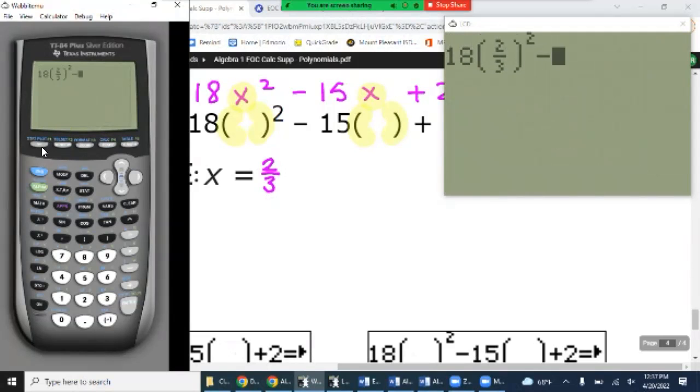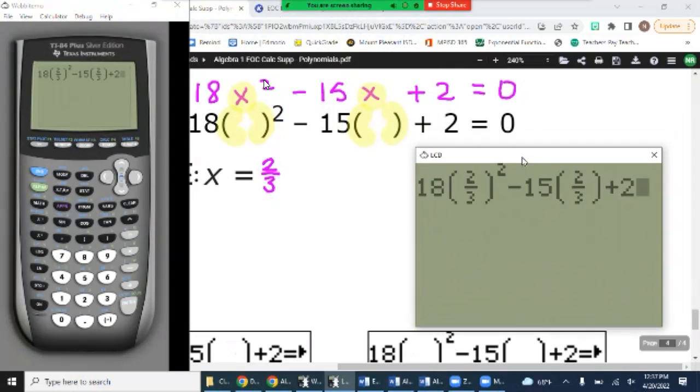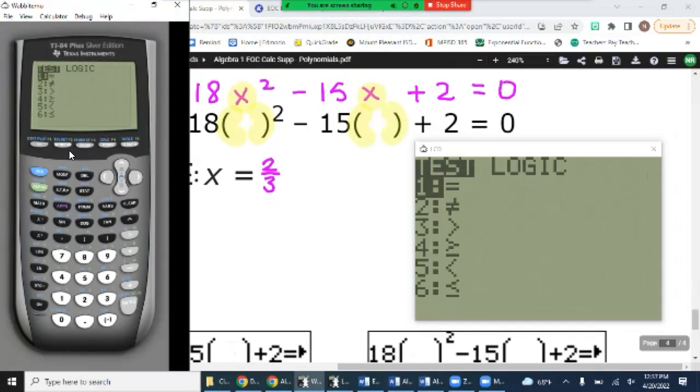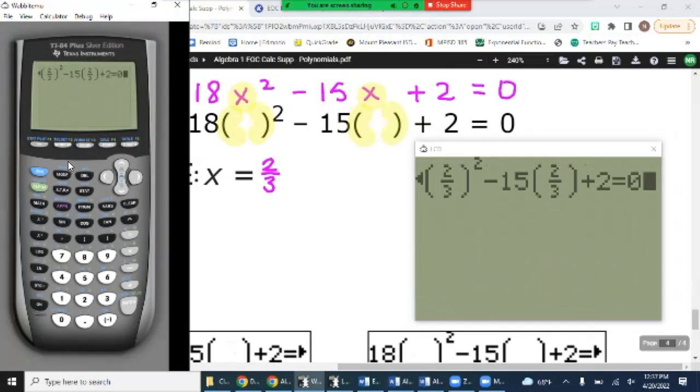Squared on the outside, minus 15. Parentheses, alpha y equals, put your 2/3 in. And then plus 2. How do I put an equal sign? Second math. So second math, there's my equal sign, put your 0. And what do you get?